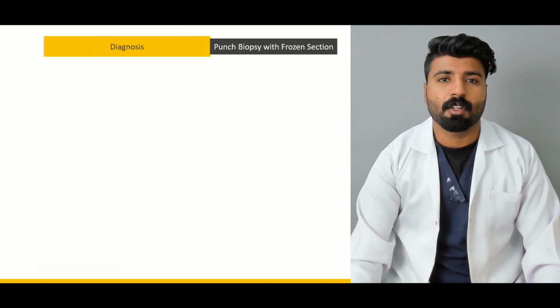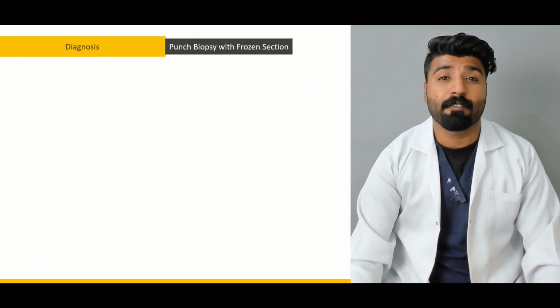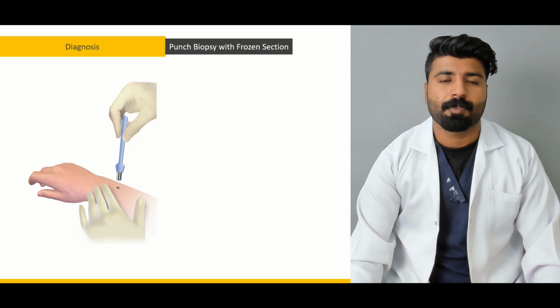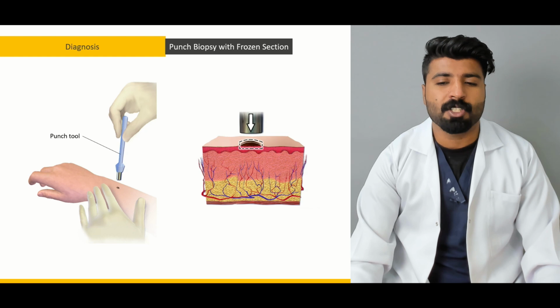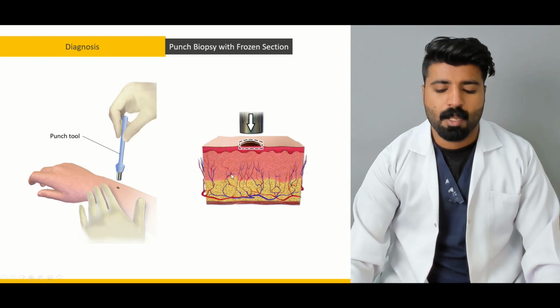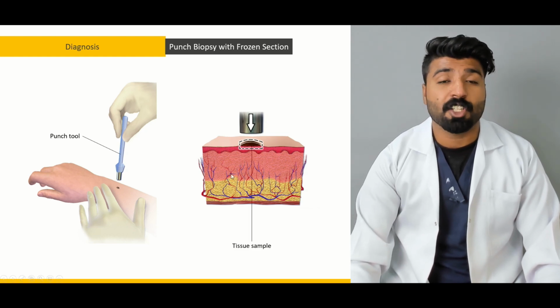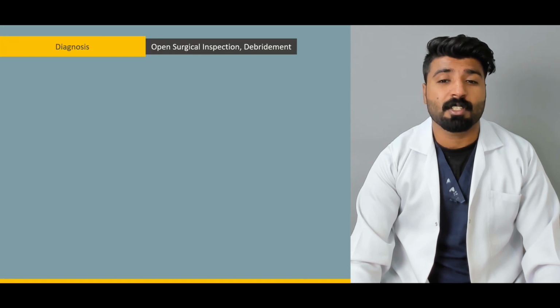So next, after looking at the physical appearance, after noting which area is being involved, and after going through radiological manifestations, you go for punch biopsy. If it's not being healed, you go for punch biopsy. This is the punch tool. You punch it, you take the sample out of it, and then you do what? After the tissue sample has been taken, you confirm your diagnosis, and then you start your treatment. But in some cases, you go for open surgical inspection and debridement.